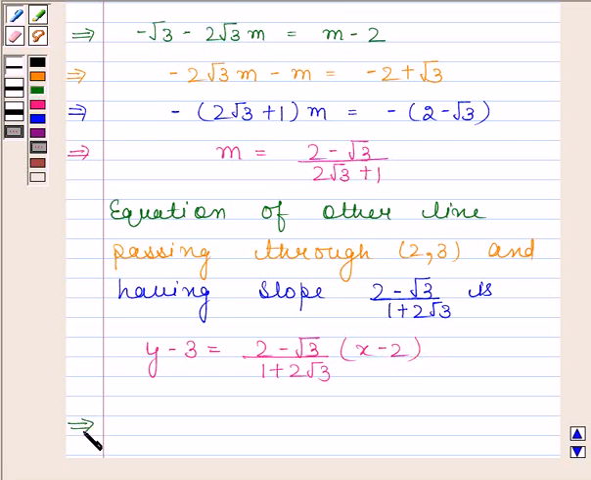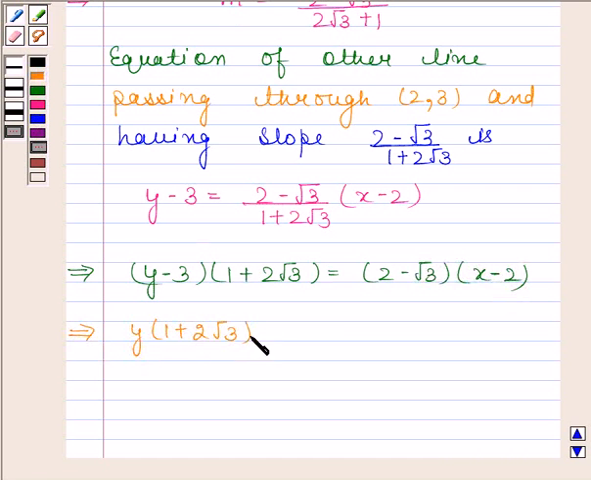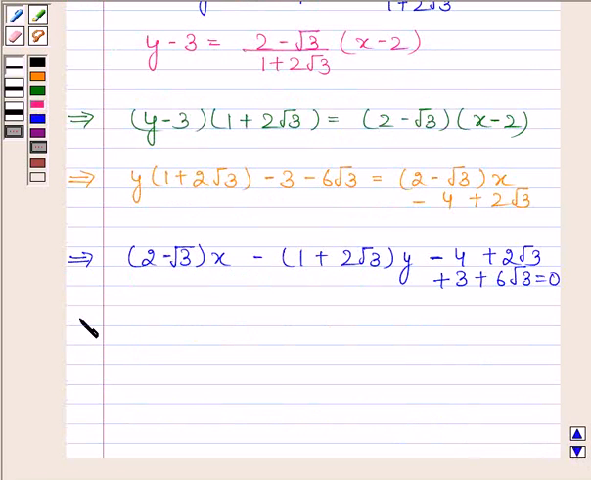Now this implies (y minus 3) into (1 plus 2 root 3) is equal to (2 minus root 3) into (x minus 2). This implies y into (1 plus 2 root 3) minus 3 minus 6 root 3 is equal to (2 minus root 3) into x minus 4 plus 2 root 3. This implies (2 minus root 3) into x minus (1 plus 2 root 3) into y minus 4 plus 2 root 3 plus 3 plus 6 root 3 is equal to 0.